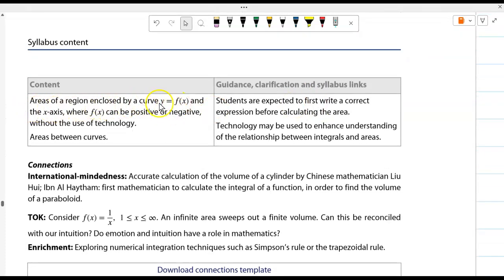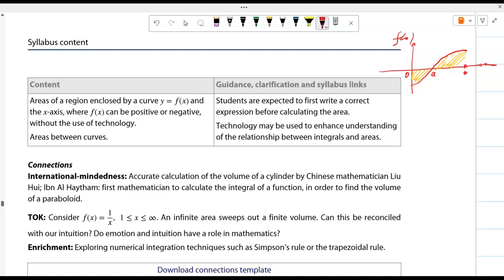Area of the region enclosed by a curve f(x) and the x-axis, where f(x) can be positive or negative, without the use of technology. This is very, very important. Suppose you have a curve which is negative and positive like this, and you want to find the area under the curve. So you will find the x-intercepts. Suppose a and b, and you want to find the area till b. This is the x-axis, this is my function f(x), and you want to find this area.